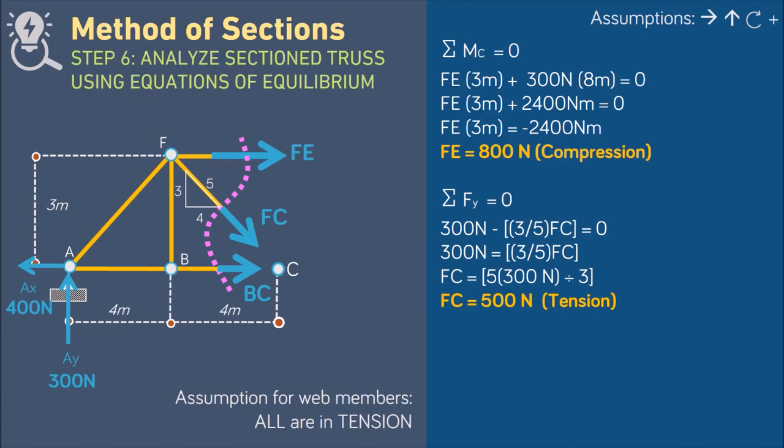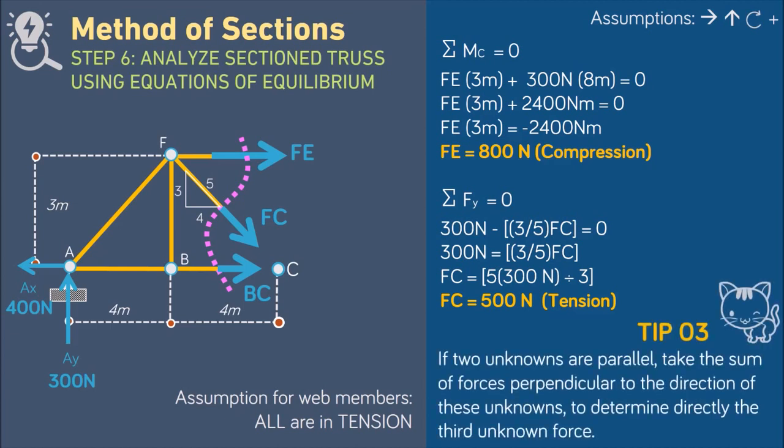Until we get FC is equal to positive 500 newtons. It's positive, meaning our assumption in our free body diagram is correct. Its direction is acting in tension. So notice that if two unknowns are parallel, like FE and BC, you can take the sum of forces perpendicular to that direction of unknowns so that you can determine directly the third unknown force, which was FC. That is just what we did. So that's tip number 3 for you.